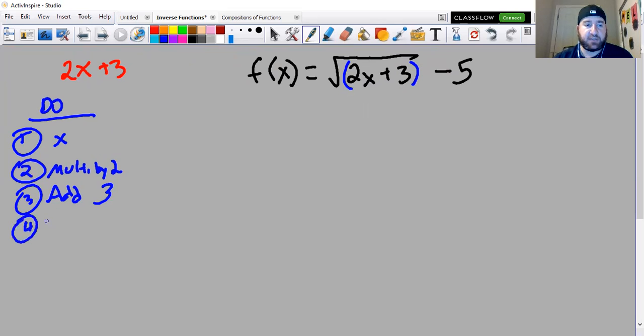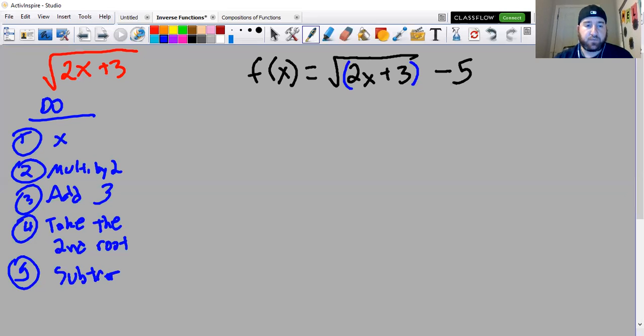So in terms of order of operations, I'm going to take the square root. If you put the square root, that's fine as long as you know how to reverse it. So I take the second root, which is just the square root. If you want to put the little 2 out there, I'm not going to get mad at you. Step 5 is to subtract 5. And then our last step is the function notation. Well, I was about to write function notation. I'm sorry.